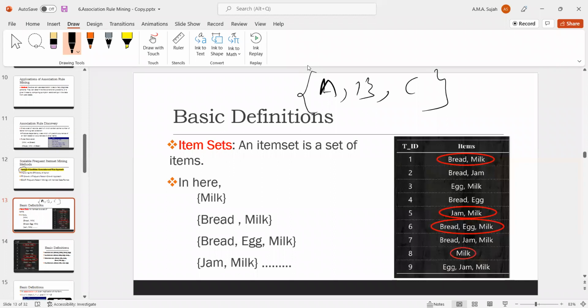If you think about this transaction, bread and milk is one item set. That item set contains two items. What are they? Bread and milk. Here, bread and jam. Here, egg and milk. If you think about transaction ID 6, that contains three items. Can someone tell me what the three items are? Bread, egg, and milk. This is called a three item set.